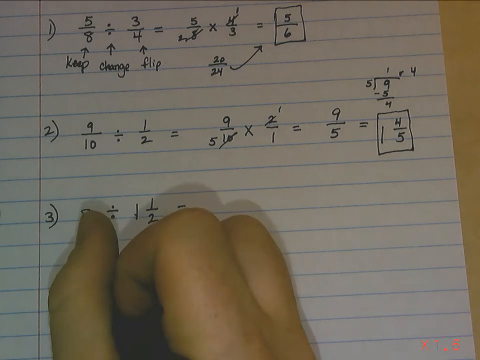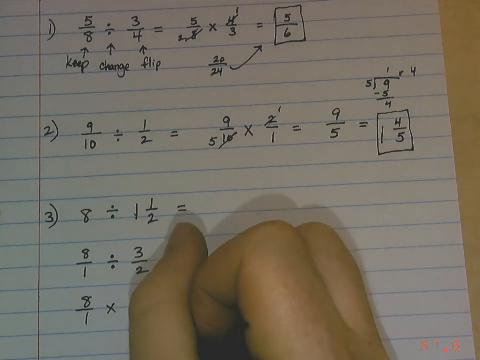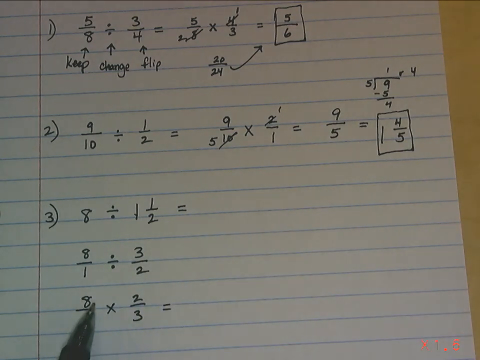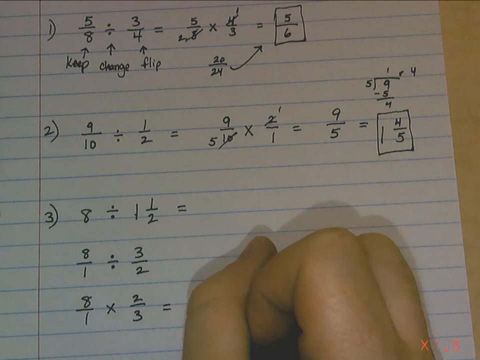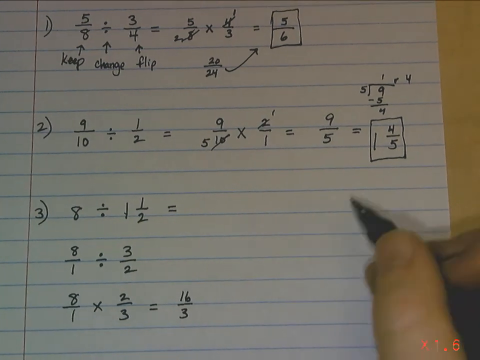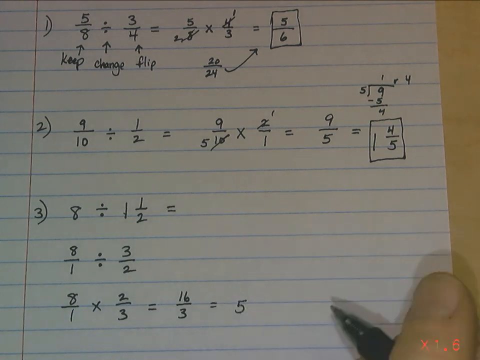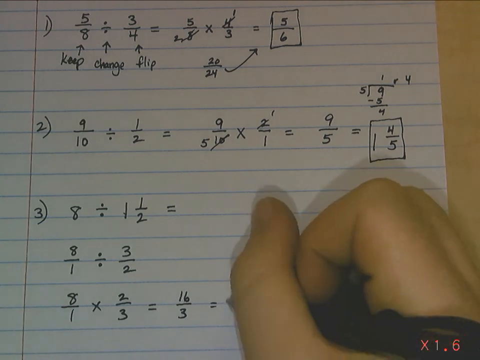So we keep 8 over 1, change to multiplication, and then flip it, finding the reciprocal of 3 over 2, which is 2 over 3. And then we multiply. There's no common factor of 3 and 8, no common factor of 1 and 2. We just multiply straight across. This is 16 over 3. And now we have to go back to an actual mixed number. 3 can go into 16 five times. 1 is left over, so that's your numerator, and your denominator is 3. So 5 and 1/3.